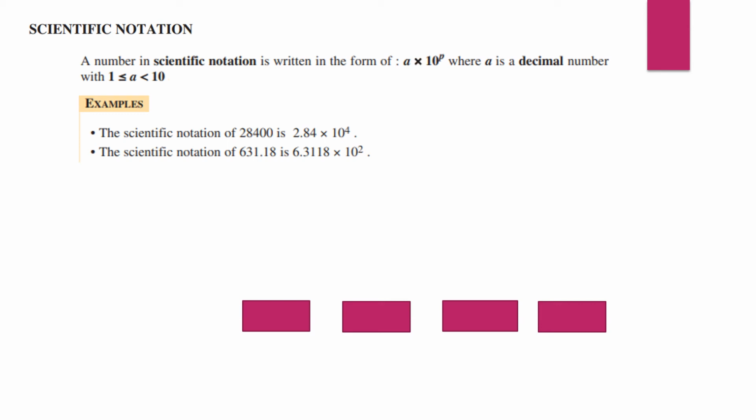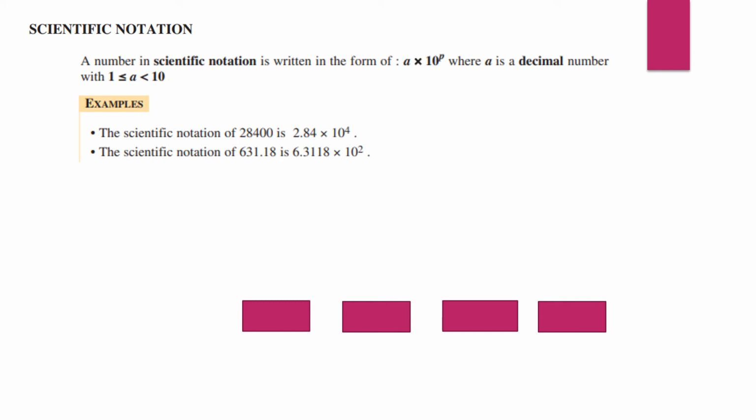The scientific notation of 631.18 is 6.3118 times 10 squared. Why? If we go back to the number 631.18, it's a number but not between 1 and 10. So to make it a number between 1 and 10, I want to move this point to become one digit then point. So I will move this from here to here.